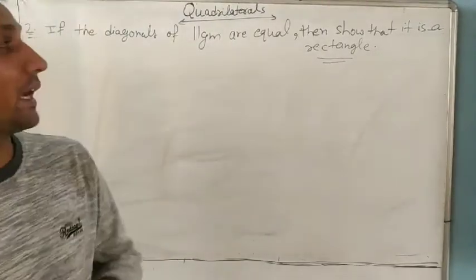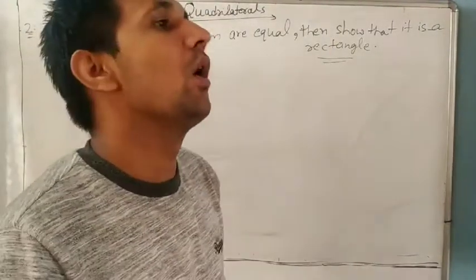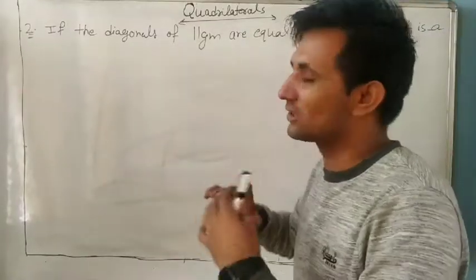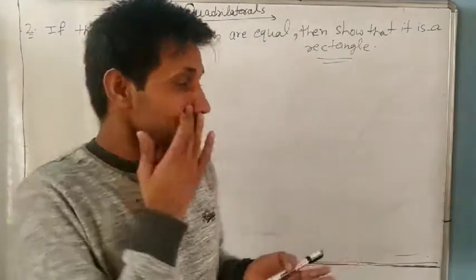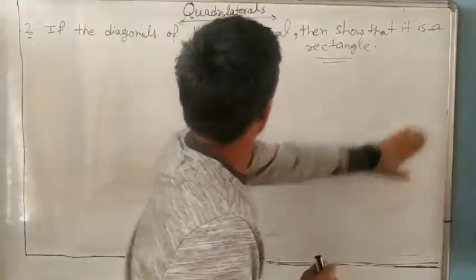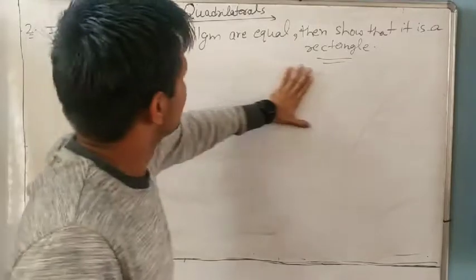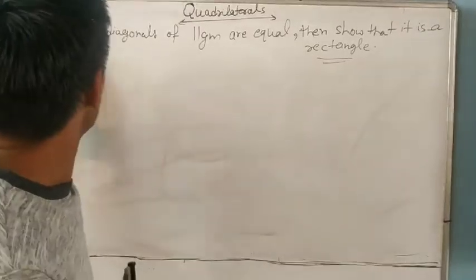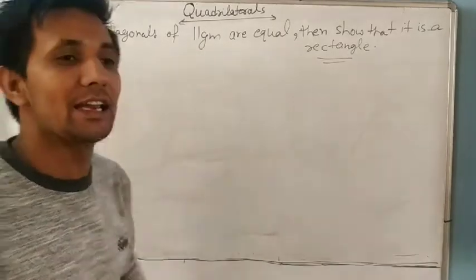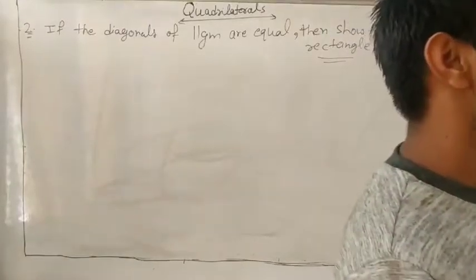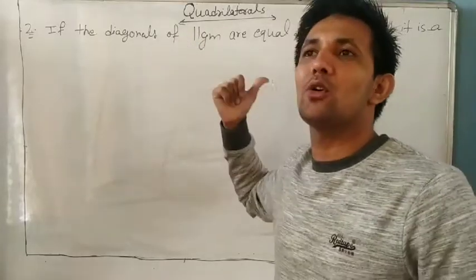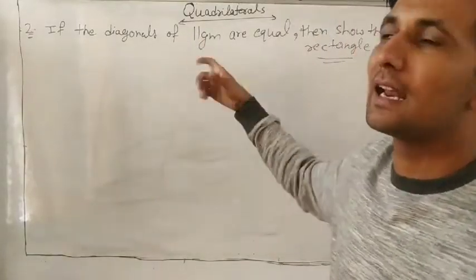If you want to prove that a parallelogram is a rectangle, you should know the property of a rectangle and of a parallelogram. If you don't know, you can't solve these questions. That's why I focus more and more on these properties. Now we will say what is given. If the diagonals of a parallelogram are equal: parallelogram is given and whose diagonals are equal. We already discussed that in a parallelogram diagonals are not equal. But it is a special type of parallelogram which is a parallelogram and diagonals are equal also.